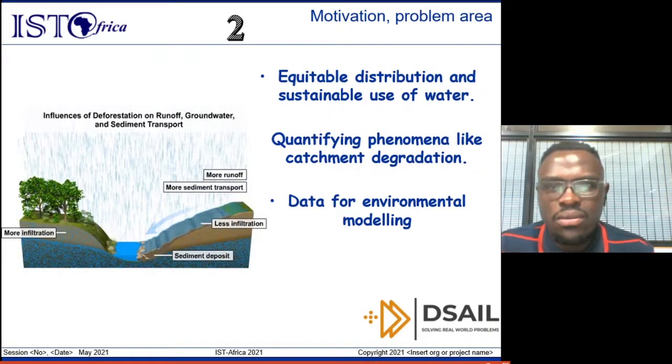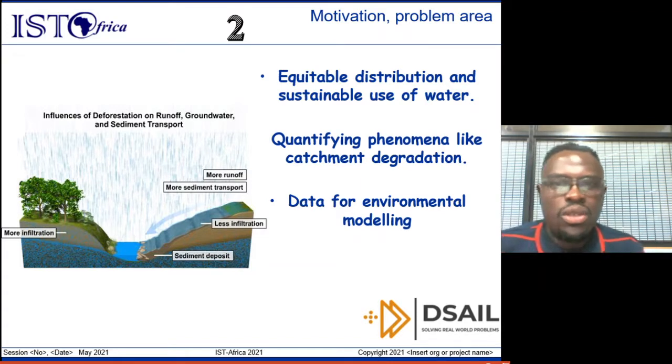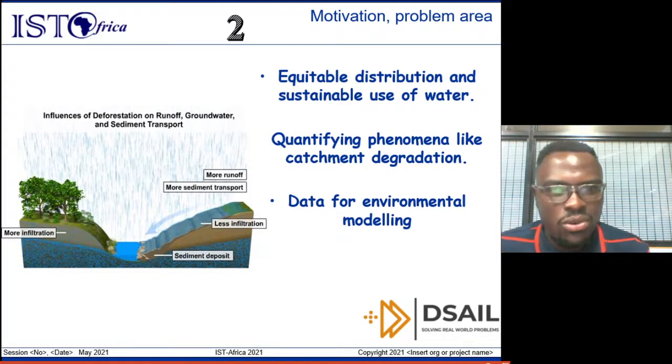So moving on, the motivation behind the research is equitable distribution and sustainable use of water. You need data to quantify such phenomena as equitable distribution. Also for sustainable use of water, to quantify that you need data too. So that is one of our aims. Also quantifying phenomena like catchment degradation.